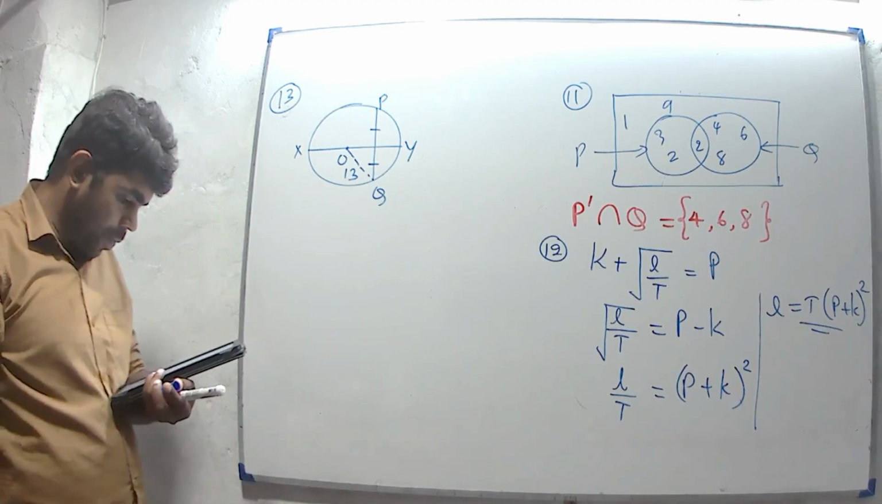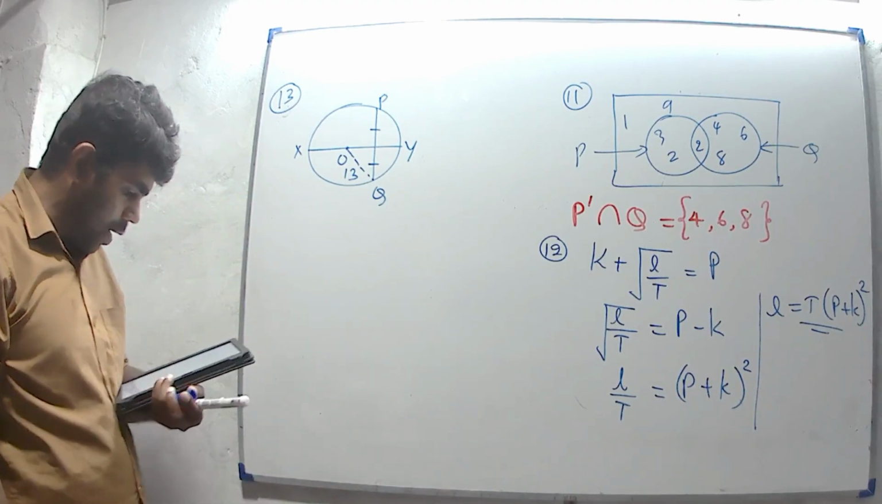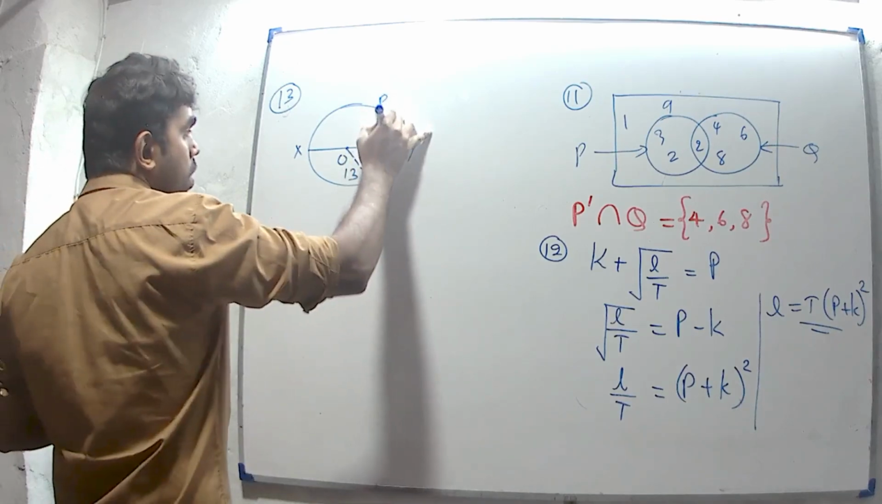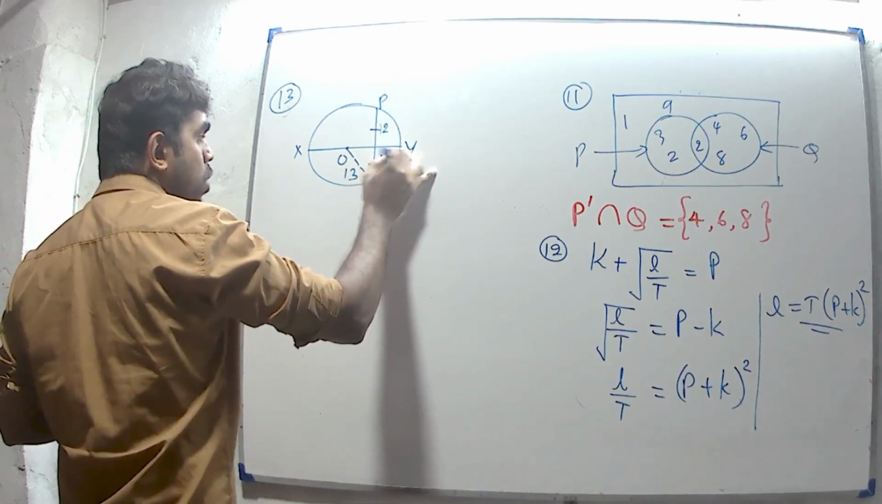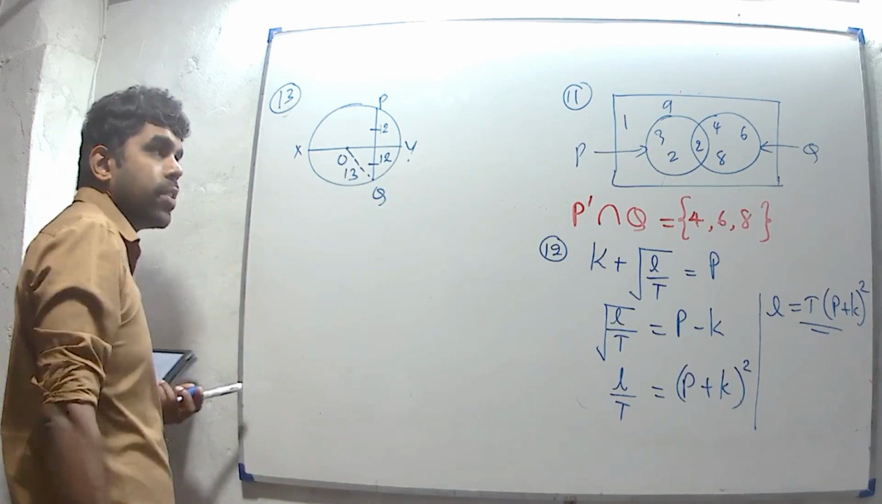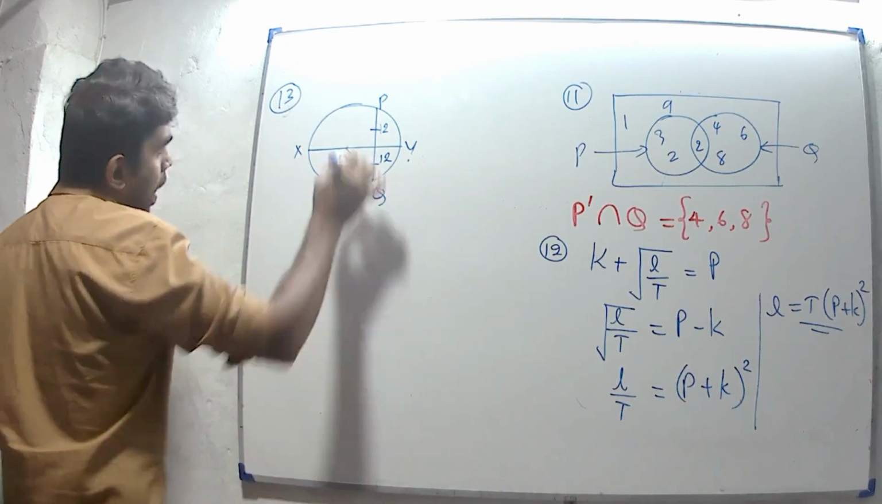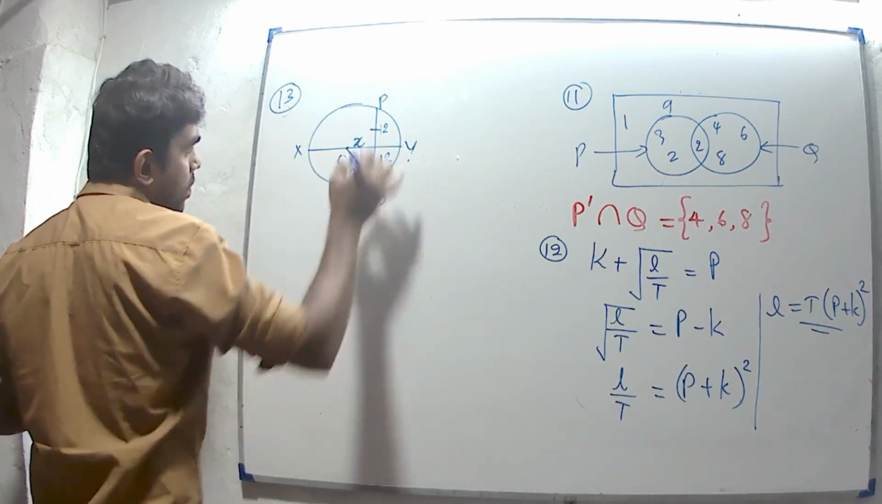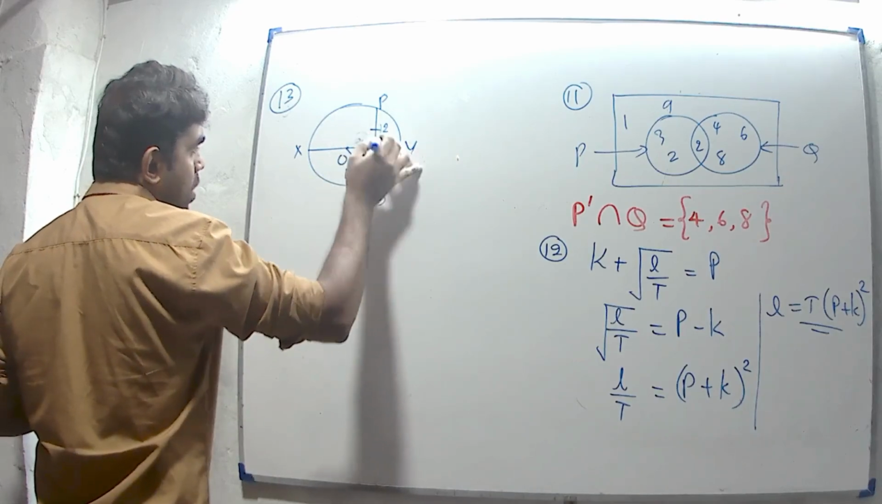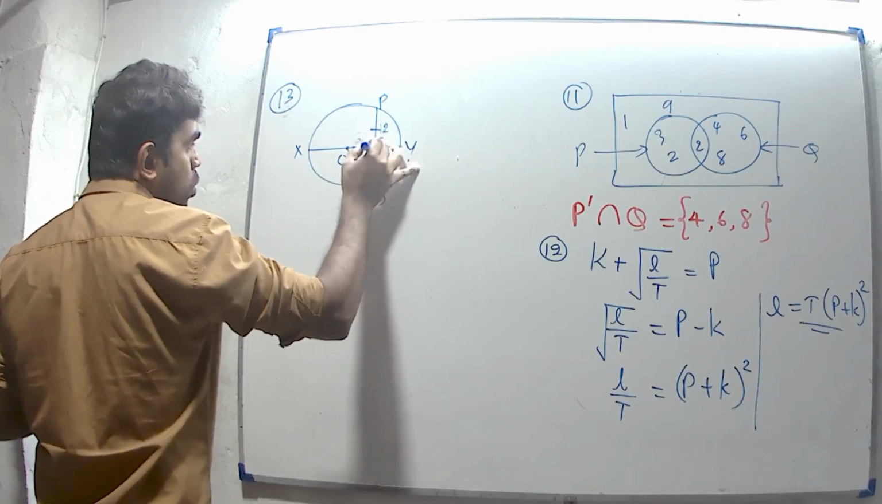They have given the length of PT as 12. PT is this one, 12. Then this length is also 12. They are the same length. Then we can find this x length, or we can mark it as OT. We have to use the Pythagoras theorem.